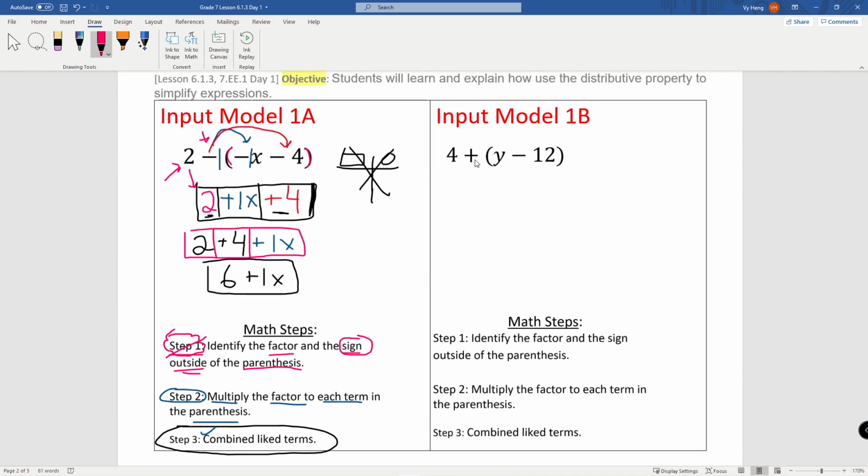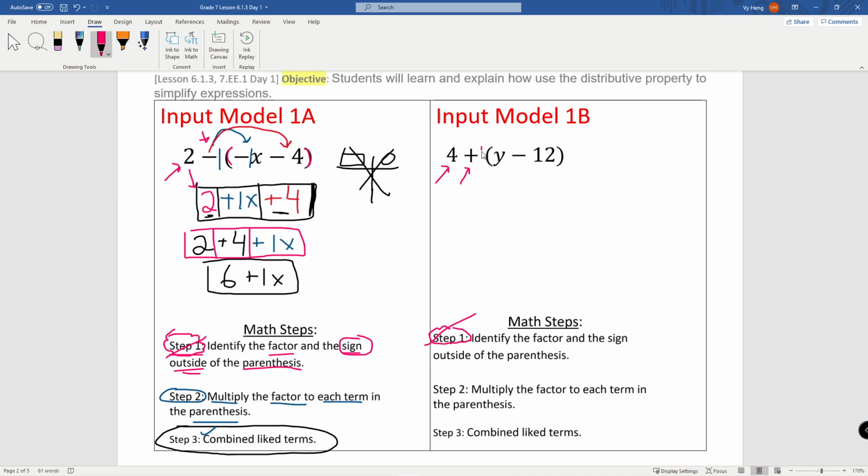The only difference is that there's a plus instead of a minus here. So again, always start with the steps, right? So step 1, identify the factor, okay? We know this is a factor. And then the sign outside of the parentheses, we know this is the sign outside of the parentheses. So we did step 1.